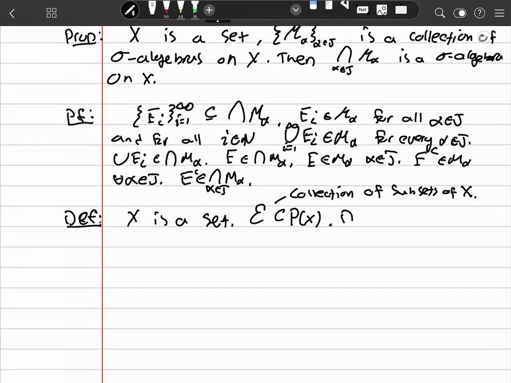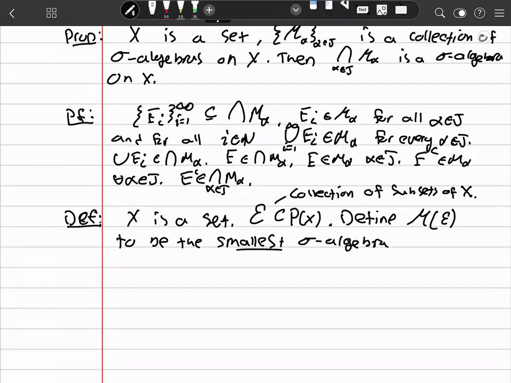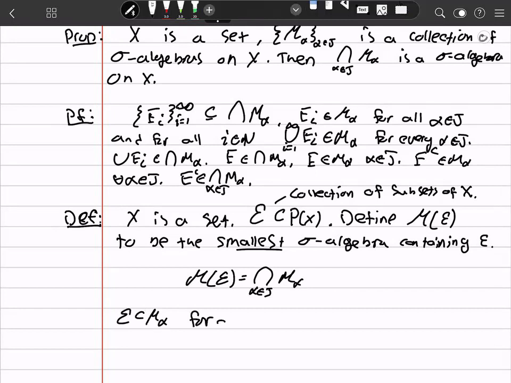So we're going to define M of E, the script A. We're going to define M of E to be the smallest sigma algebra containing E. And now, by definition, we have that M of E is equal to the intersection over alpha in J of M sub alpha, where E is a subset of M sub alpha for all alpha in J, and these are sigma algebras.